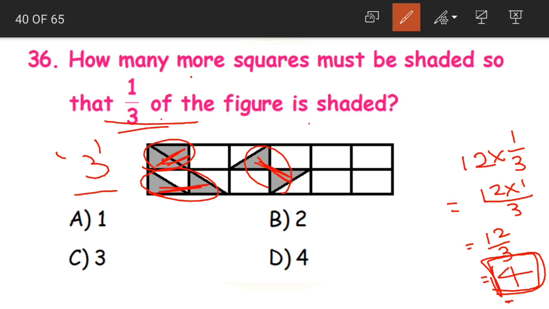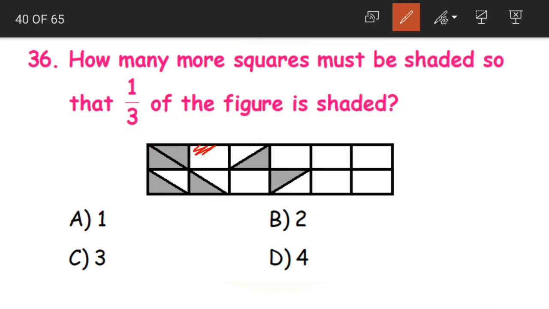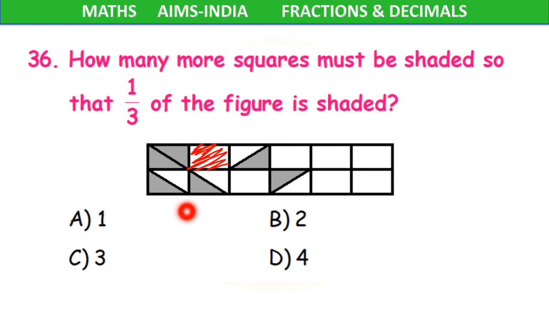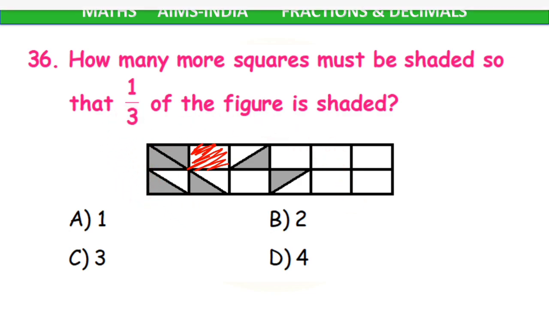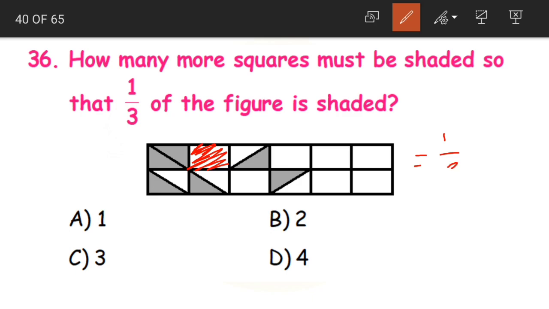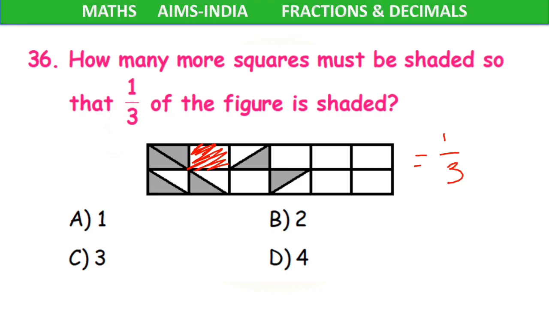So what is the difference? How many more should we shade? 4 minus 3 is equal to 1. So option A, 1 becomes the correct answer. If I shade another square here, say this one full square, this figure now becomes 1/3. It represents the fraction 1 by 3. Okay children.